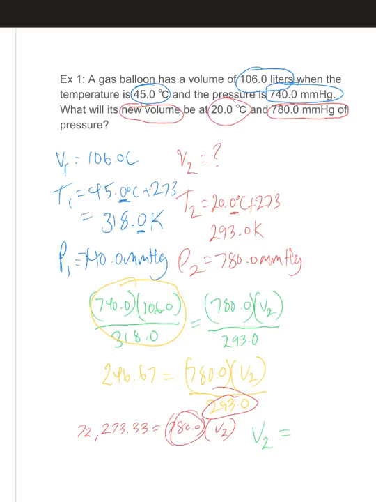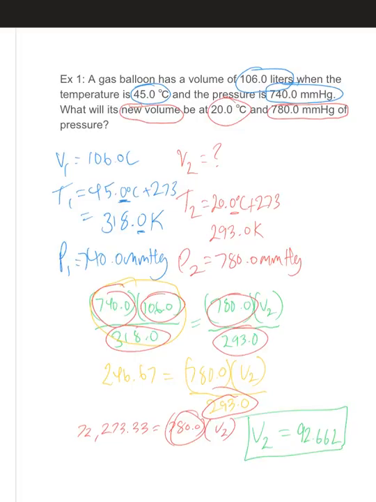And the way I know 4 sig figs is because if I look at every single number in my problem, each of those has 4 sig figs. So the least number of sig figs is in fact 4. And so V2 rounded to 4 sig figs is going to be 92.66 liters.